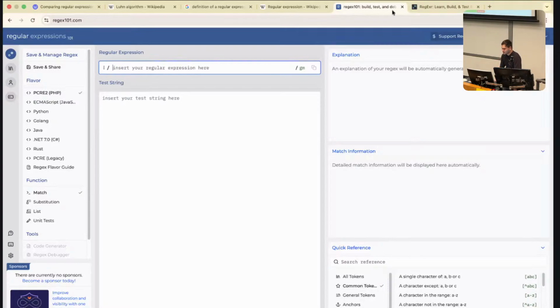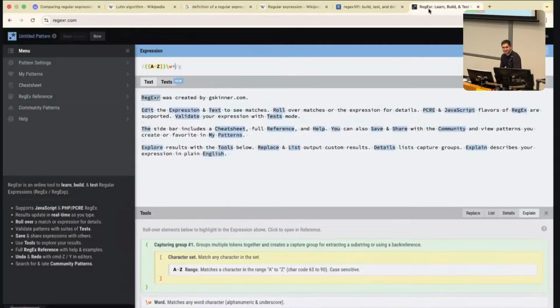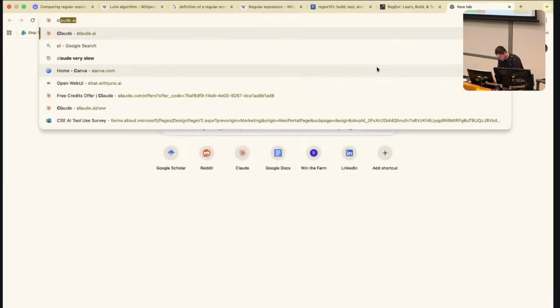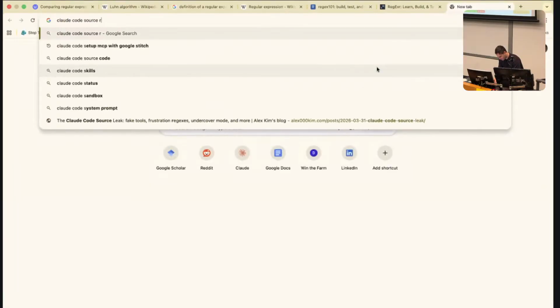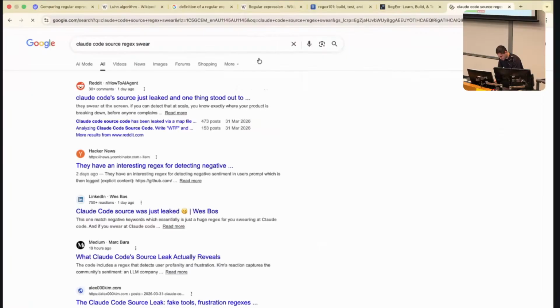It's a good time to bring up that in the Claude source code they have regex for swearing. Oh yeah, all right, let's look at it. Claude Code source regex swear. Are you guys going to report me to UNSW HR for showing you bad words? Do I have your approval to proceed? Who said no? You.